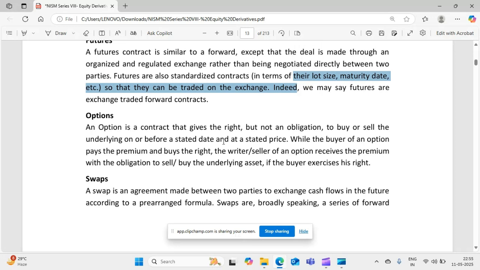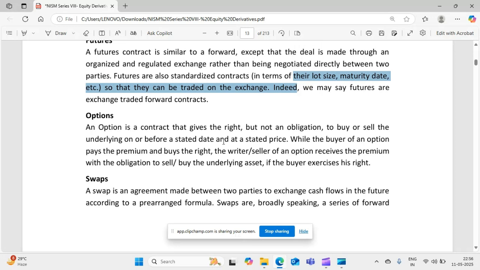So I am a buyer, you are a seller. I have the right to buy in this contract which has been done between two parties on or before a prescribed date. Okay, but I am not under obligation to buy, which essentially means that if I do not buy, the contract will still be completed, but the only difference that we will experience is that since the buyer has not executed the contract, the seller will receive an upfront payment made by the buyer, and it is called the premium. Okay, so buyer pays to the seller a premium in this contract.